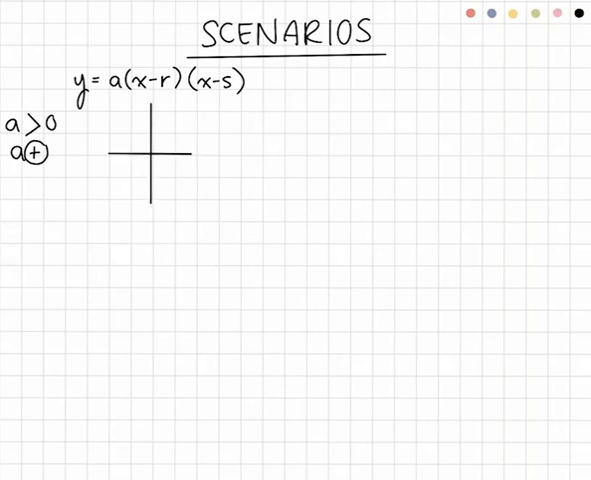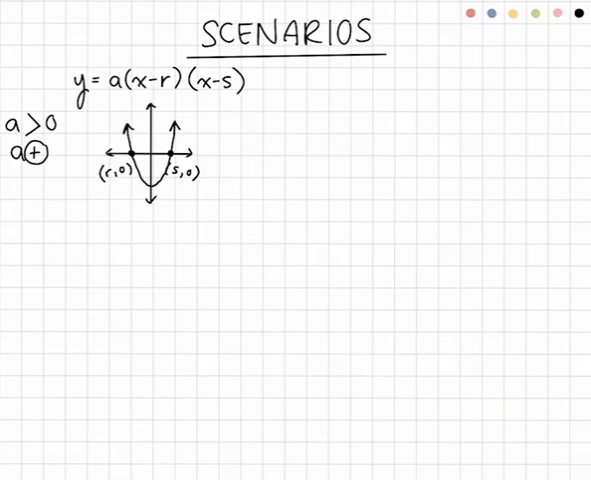Your first scenario will look like the one that we did together, where I'm going to have my two zeros here. This is r and 0, and this is s and 0. And when I sketch my parabola, it's going to kind of look like Baby Groot.